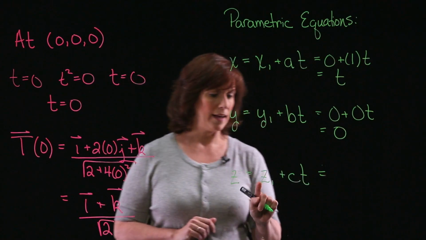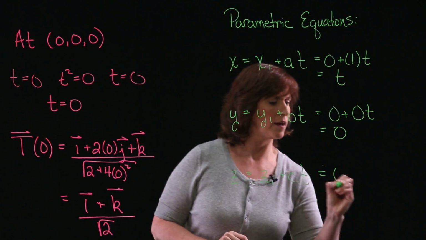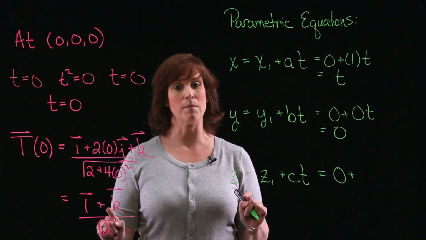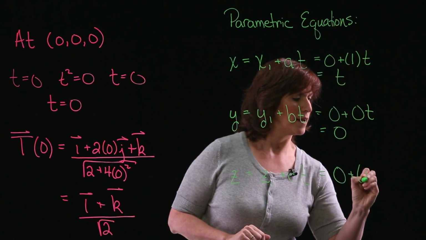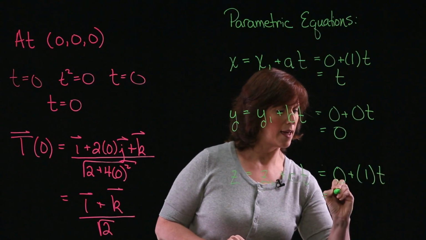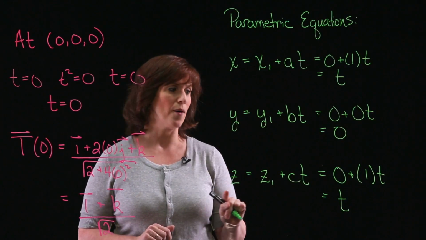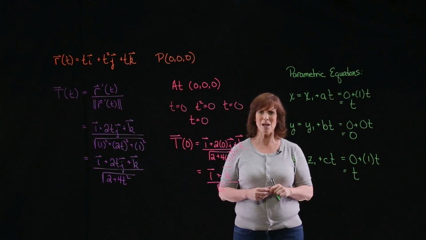Finally, for my z equation, z1 again is 0. And this time, the direction is 1 because my coefficient in front of the k is a 1. So that's 1 times t. And so I end up with x equals t, y equals 0, and z equals t as my set of parametric equations. I hope that was helpful.